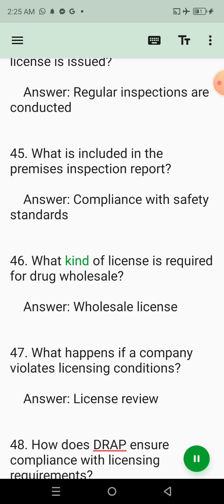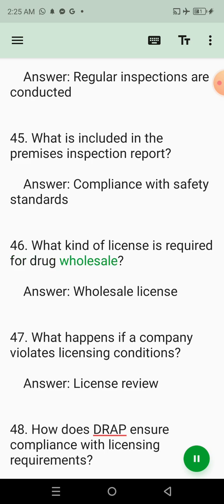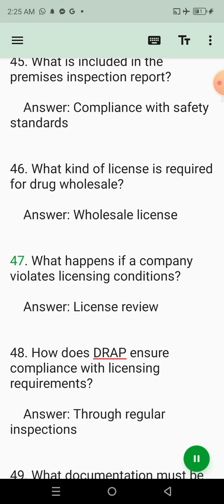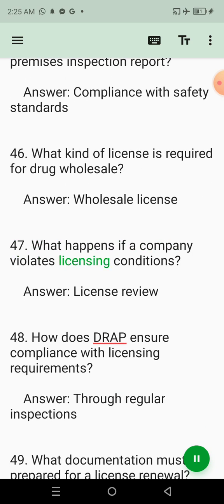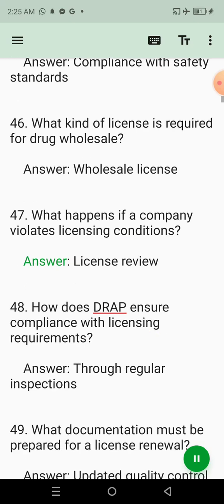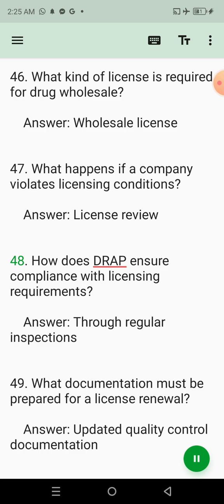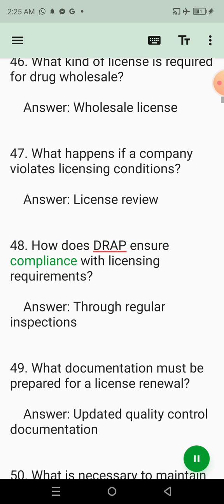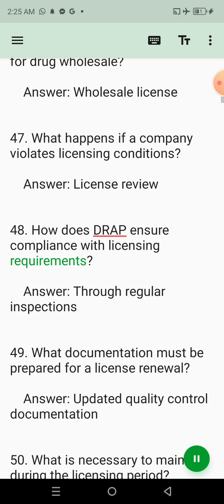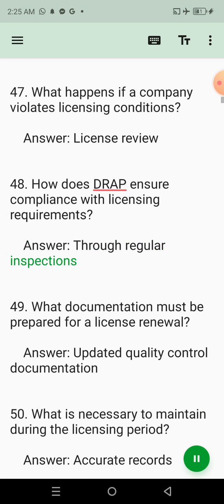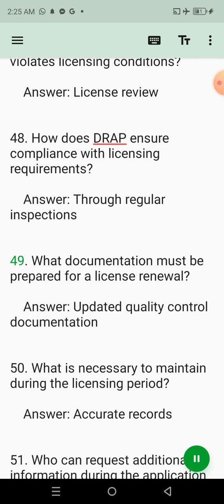46. What kind of license is required for drug wholesale? Answer: wholesale license. 47. What happens if a company violates licensing conditions? Answer: license review. 48. How does DRAP ensure compliance with licensing requirements? Answer: through regular inspections.